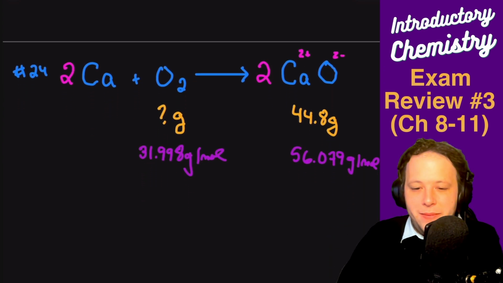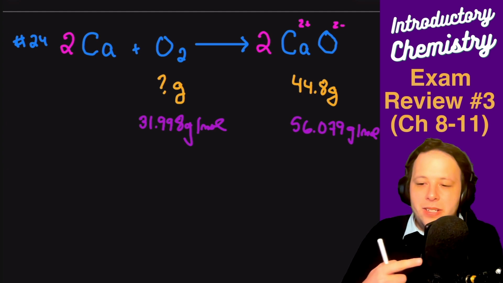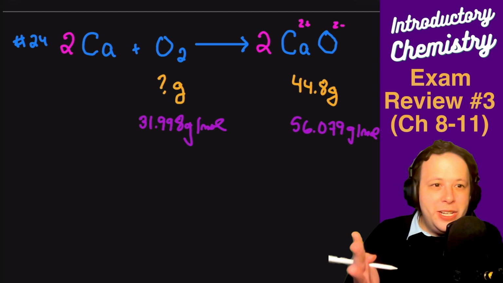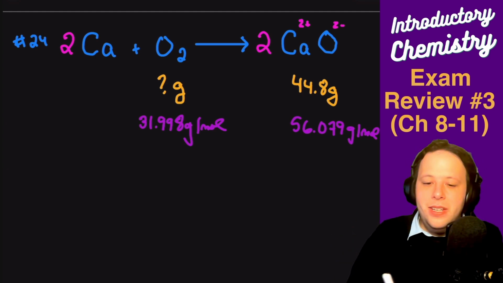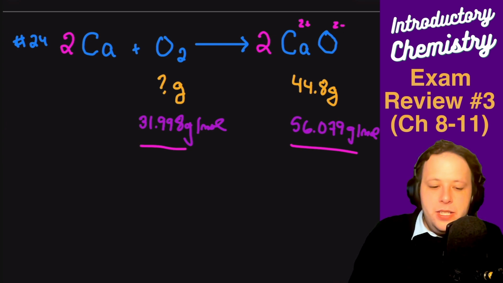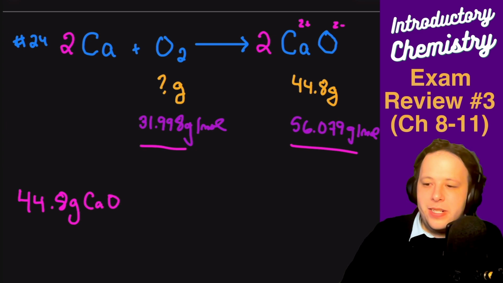So we have that. Now the next part is figuring out how many grams of oxygen we have. I figured out the molar masses for us already. We're always going to start with the term that's by itself, which is our 44.8 grams of calcium oxide.